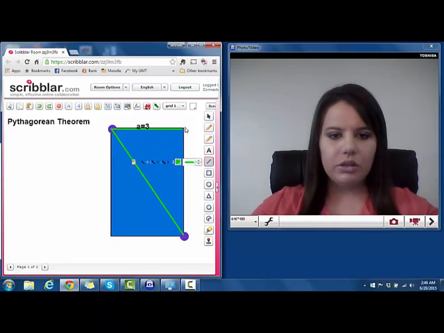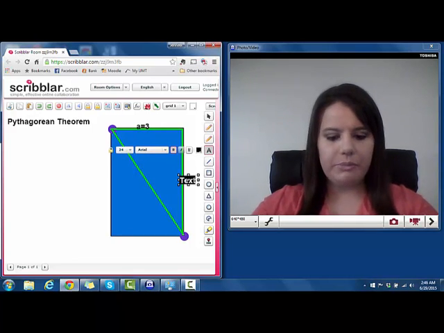Next, we measure the longer side of the pool. We find that the longer side of the pool is 4 meters long, so we are going to denote this with a B.